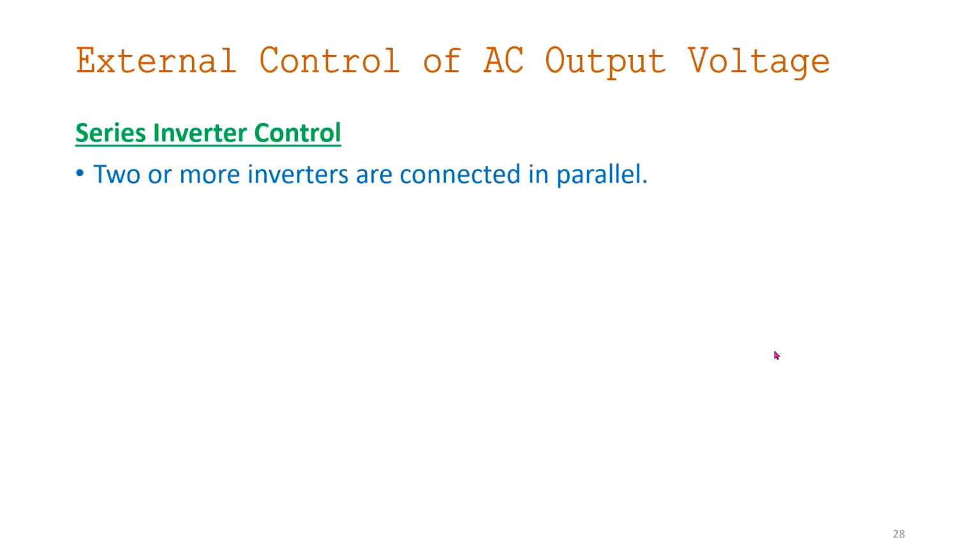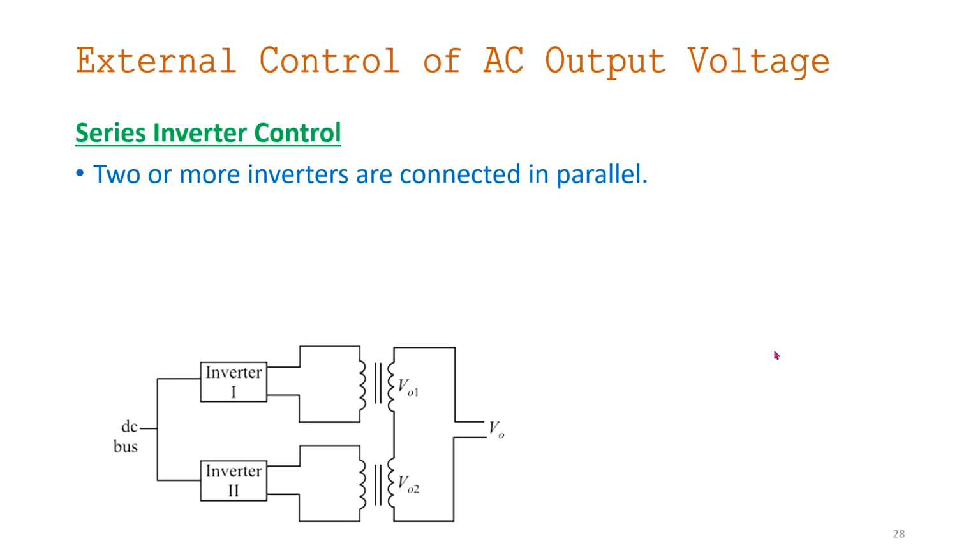And there are some other things which we can do with the external control of AC output voltage. Series inverter control: two or more inverters are connected in parallel. Okay, this is the scenario. One, two, they are connected in parallel, and they are both connected to the primary of the transformer, which will feed the common secondary.